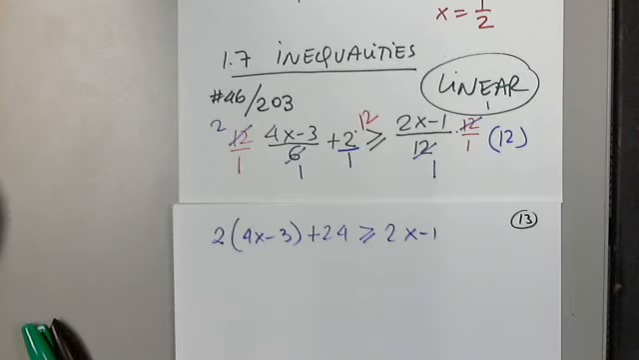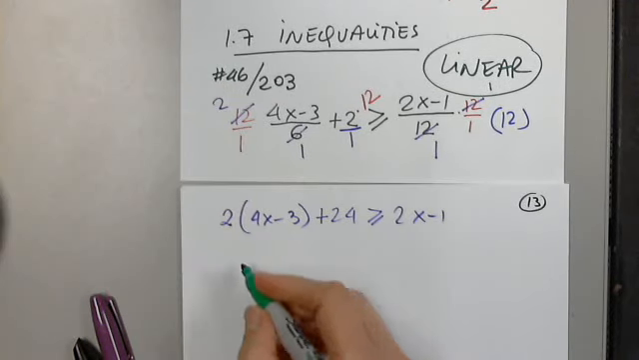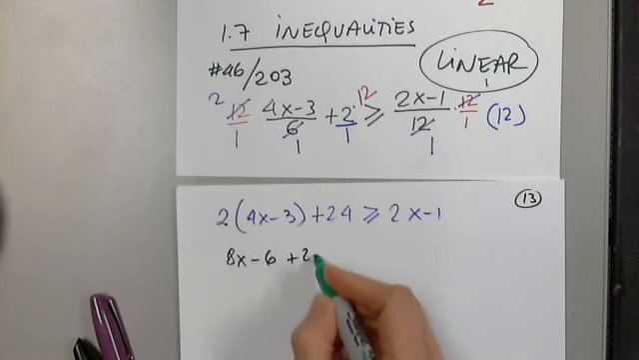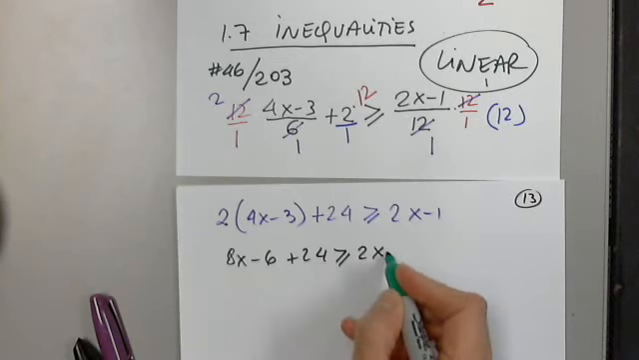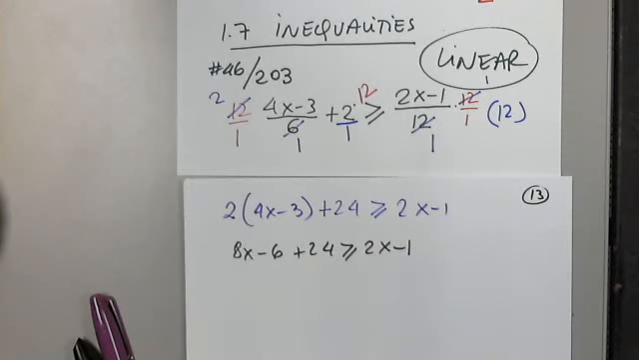So now this is definitely more human than the original one. It wasn't that difficult to eliminate fractions. We found the least common denominator, we multiplied, it's done. Now, yes, you already told me to distribute. So this is 8x minus 6 plus 24 greater than or equal to 2x minus 1. I will completely simplify both sides before I decide to move terms around. So this is already simplified, this is not. I will say 8x plus 18 greater than or equal to 2x minus 1.